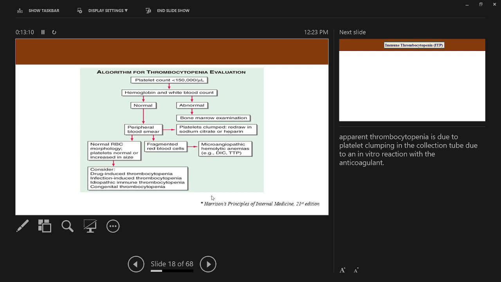So in the peripheral blood smear, if the platelets are clumped, redraw the sample in sodium citrate or heparin. This is because there could be platelet clumping in vitro, which occurs because of its reaction with anticoagulant. Also, if the peripheral blood smear shows that the patient's RBC morphology is normal and the platelets are normal or increased in size, consider drug-induced thrombocytopenia, infection-induced thrombocytopenia, idiopathic ITP, and congenital thrombocytopenia, which we will be discussing. But if the peripheral blood smear shows fragmented RBCs, which is nothing but schistocytes, then think of microangiopathic hemolytic anemias like DIC and TTP.